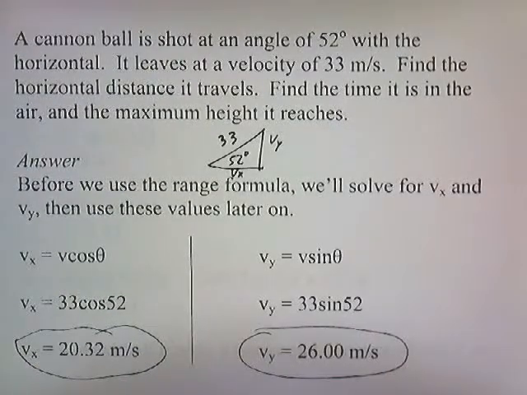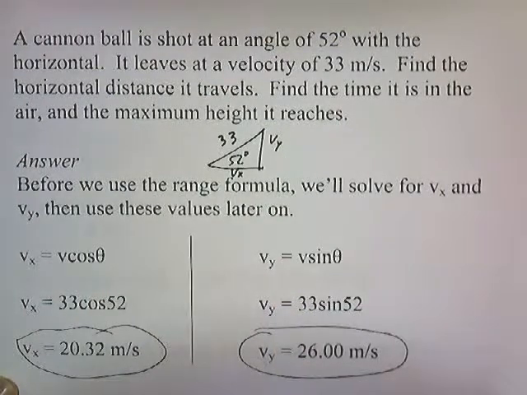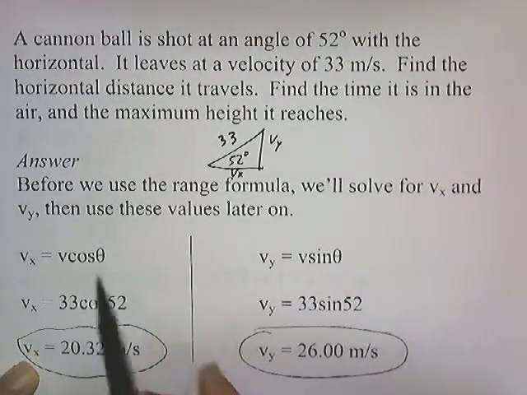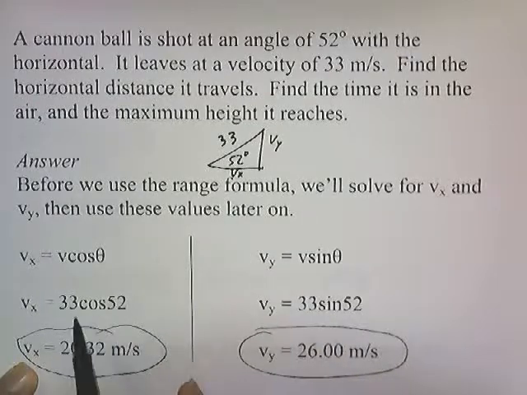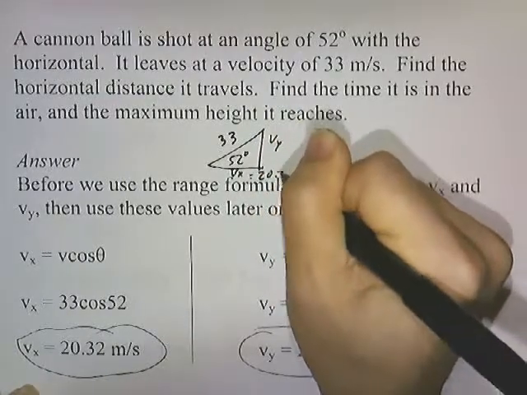So before we use the range formula, we're going to solve for Vx and Vy and then use these values later on. So Vx is v cosine theta, so 33 times the cosine of 52, and that'll give us 20.32. So this is 20.32.